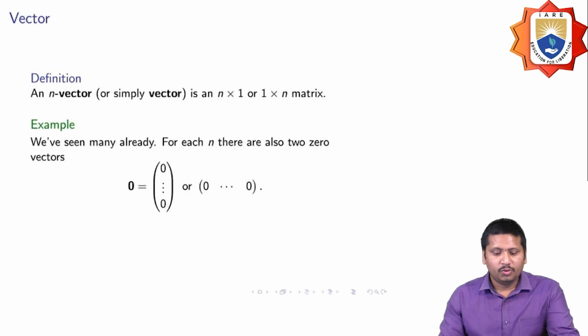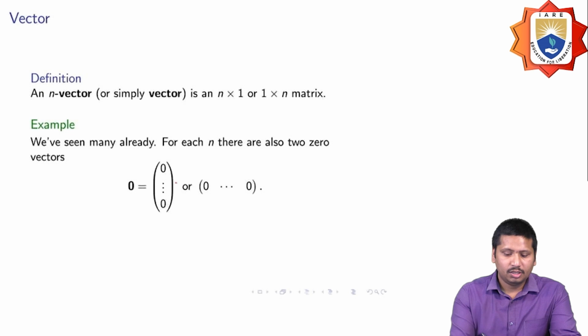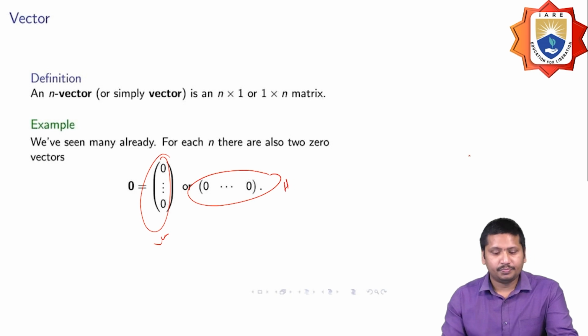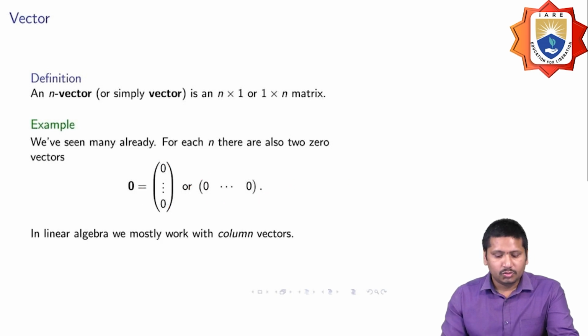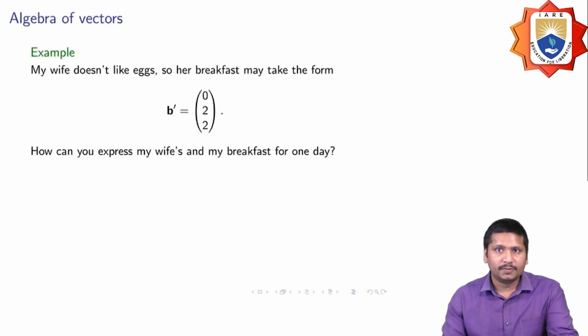So there are two kinds of vectors like this, shown either horizontally or vertically. This is the vertical one and this should be the horizontal one. In linear algebra, most of the work is going to be with column vectors only.